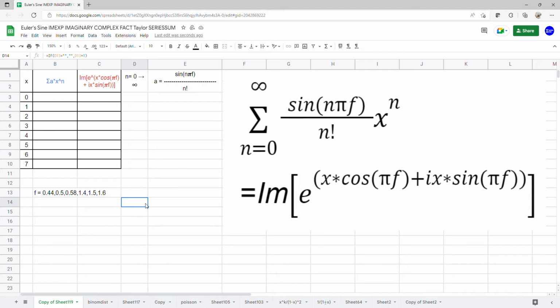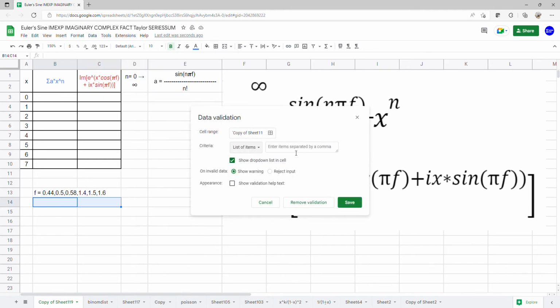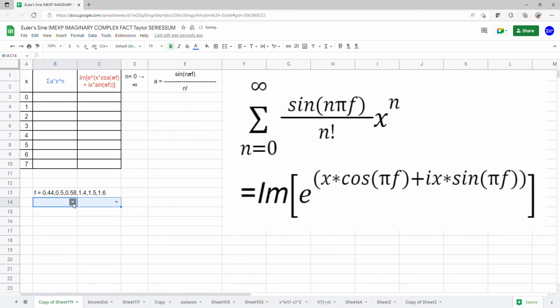This video will generate the trendline and polynomial of the Euler sine function using the Taylor series expansion and the IMEXP function. We begin with the values of f. So data validation, list of items from 0.44 to 1.6. So we can start with 0.44.